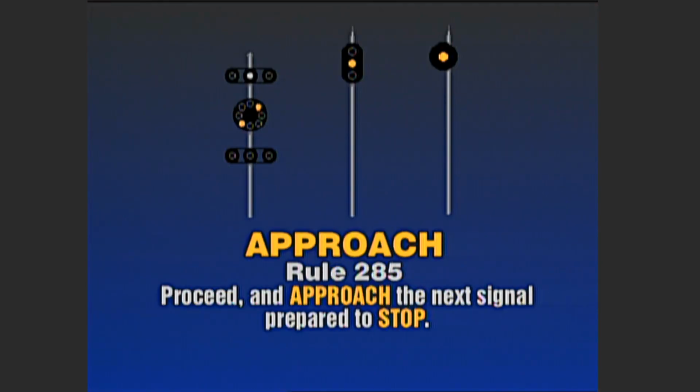But what about if the switches were not lined, or the yard wasn't ready for him yet? In that case, he would see this, an approach indication. Rule 285 tells the engineer that he may proceed, but he must be prepared to stop at the next signal. An engineer may also see an approach signal out on the main line, away from a yard, if he has a train close ahead of him, for example, or if he's going to stop on the main at a passing siding to wait for another train.